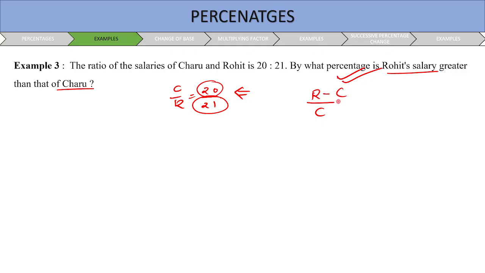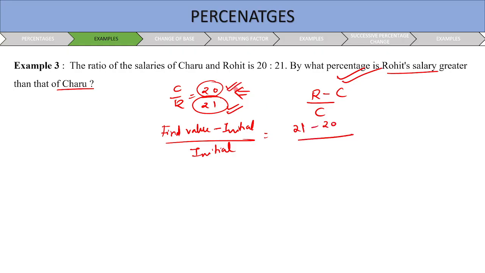That means R minus P. I will reiterate this part, that you will have to use the same formula as final value minus initial value divided by initial value. Okay. So you have to find by what percentage is Rohit's salary greater than that of Charu. So in the final value, put Rohit's salary, which is 21. In the initial value, put Charu's salary, which is 20. And in the initial again, put Charu's salary because your base is Charu. It will be 1 by 20 into 100, which is 5 percentage. I hope this sum is also clear. No doubts on this part.